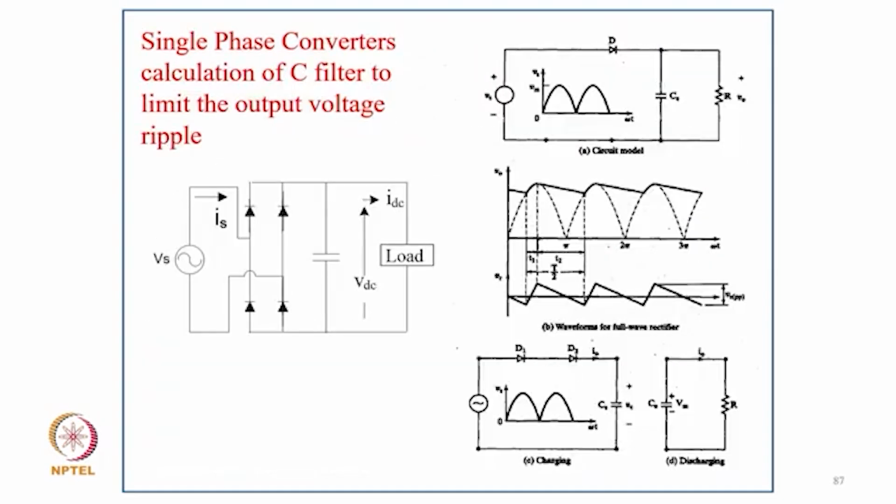So now coming to the single phase converter calculation for a C filter in the output voltage. If we put a C filter here, you can see the equivalent circuit with Vm, the capacitor and the equivalent resistive load, and the output voltage has a ripple voltage. Typically the diode conducts only for a very short period, when the output voltage is lesser than the supply voltage.